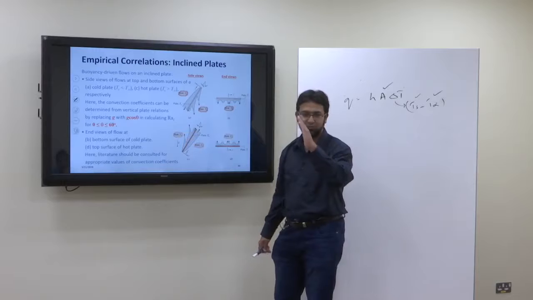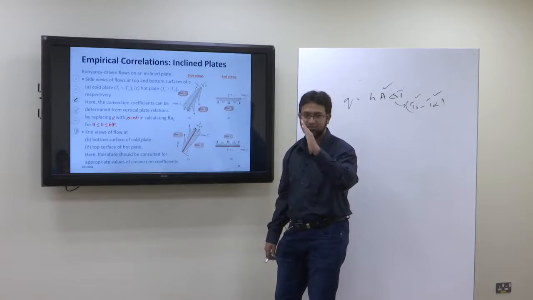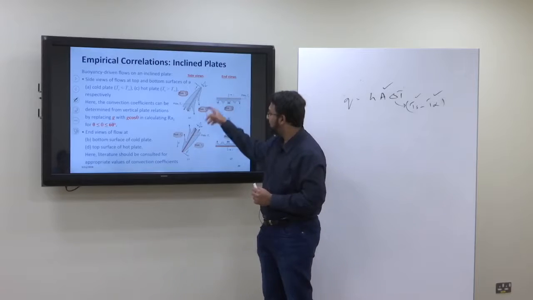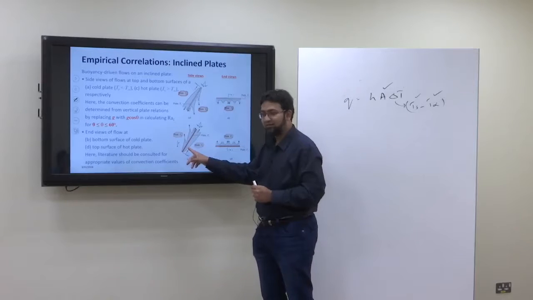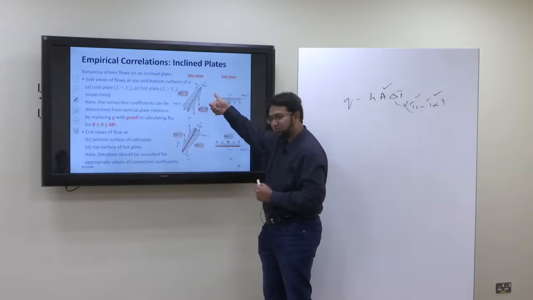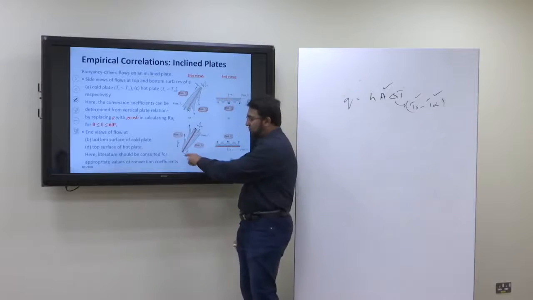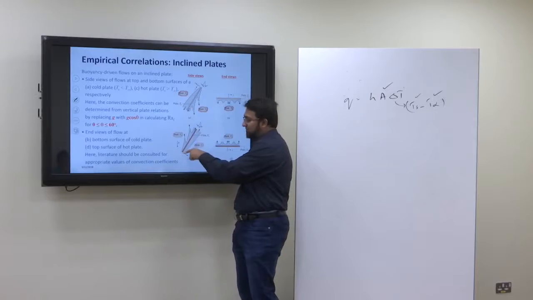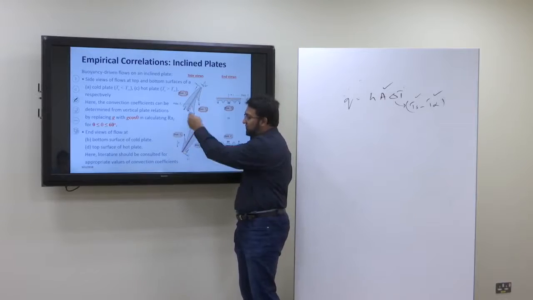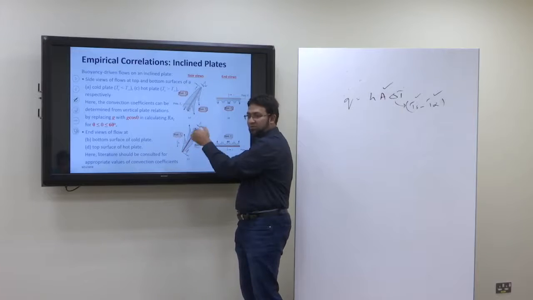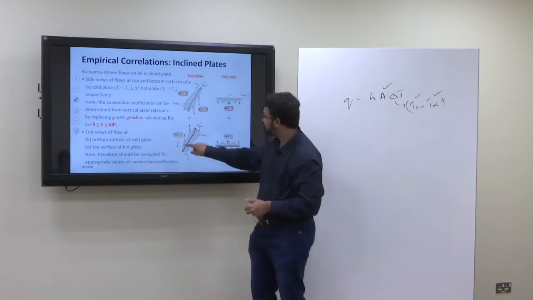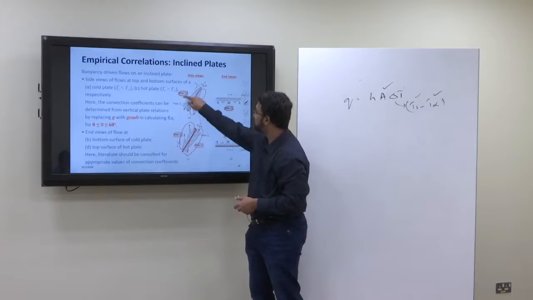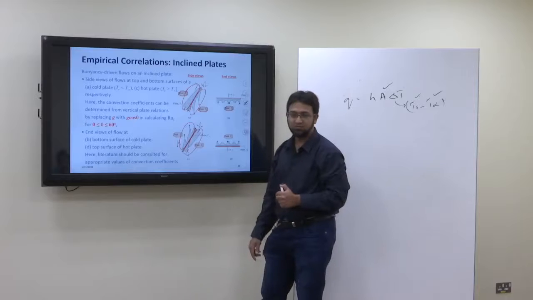If you have a cold plate, say inclined. If you have a hot plate inclined, the similar thing will happen but in the opposite direction. So you will have a boundary layer develop at the bottom side, and you will have streams of fluid going up at the top side. So if you see here, this thing is very similar to this thing, and this thing is similar to this thing.